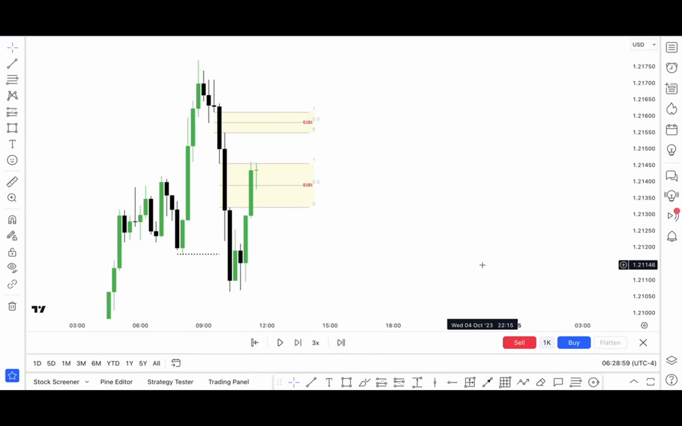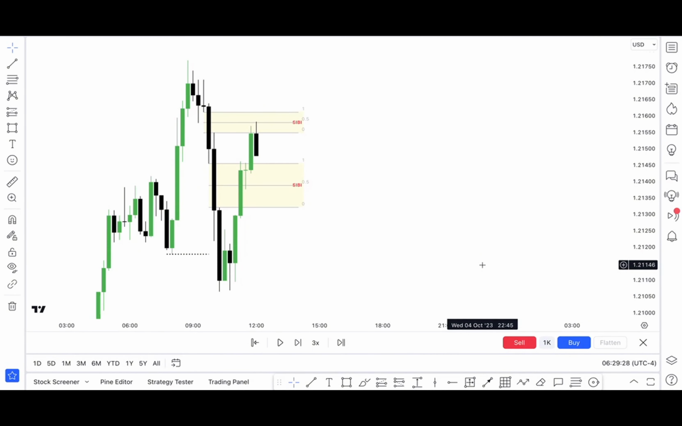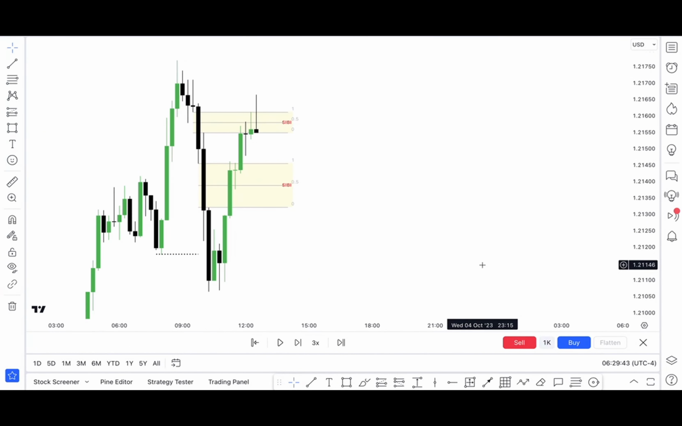Next candle closes again in the premium of the fair value gap, and now the next candle is heading towards the SIBI. Price does close below the fair value gap, and it did not touch the consequent encroachment yet. This is a sign that price wants to go lower. Let's check the next candle first. Price touches the consequent encroachment and closes below the fair value gap. This is an indication that price wants to come down. Again, closes below the consequent encroachment.